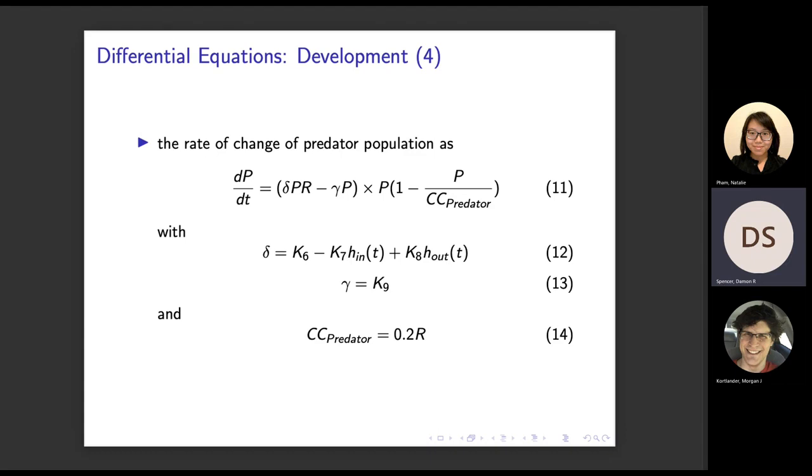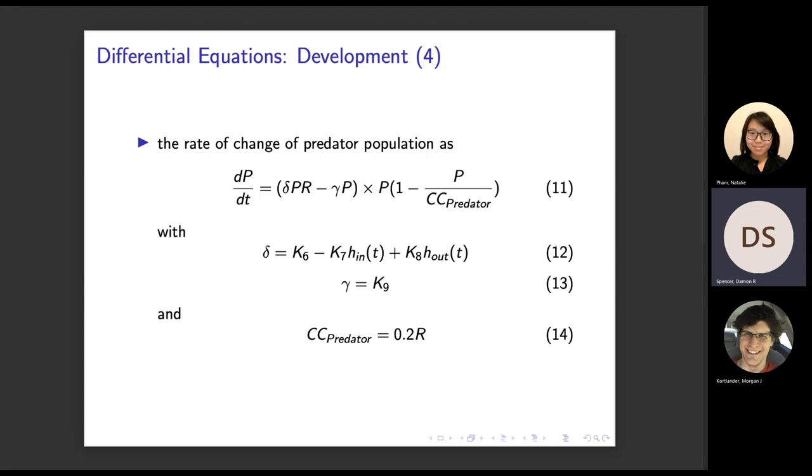The rate of change of the predator population can be modeled by dp over dt equals delta p r minus gamma p times p(1 minus p over the carrying capacity of predators). Delta has a base rate, and it decreases as H in increases and increases as H out increases. H in and H out essentially cancel each other out. So delta decreases temporarily whenever humans come in and increases whenever humans go out.